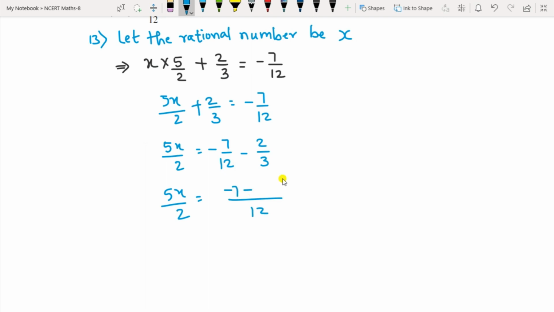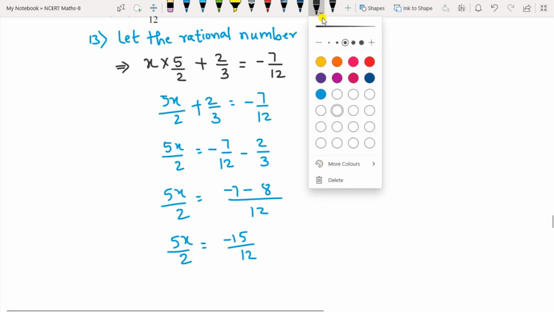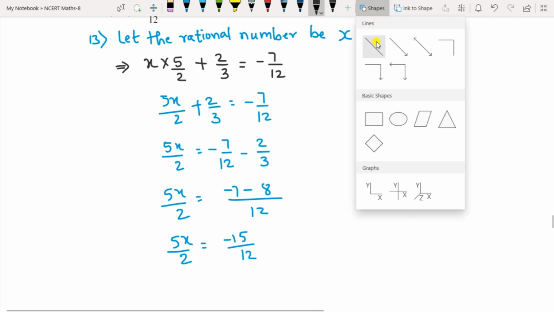Okay, so now you have to take the LCM and solve. 5x by 2, LCM will become 12 here. So minus 7, multiply each term by the LCM, 12 and 12 get cancelled, and here you have to multiply by 12. So it will be 8. 3 4s are 12, 4 2s are 8. So 5x by 2 is minus 15 upon 12. Now you need to find the value of x here.